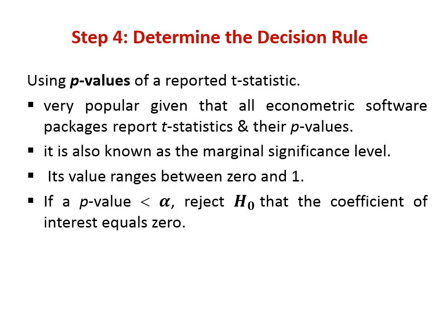Instead of using the student t statistical table to find the critical values for decision rule purposes, there is another approach that depends on using p-values of a reported t-statistic. This approach has become very popular given that all econometric software packages report t-statistics for the estimated regression coefficients and their p-values. This p-value is also known as the marginal significance level. Its value ranges between 0 and 1.